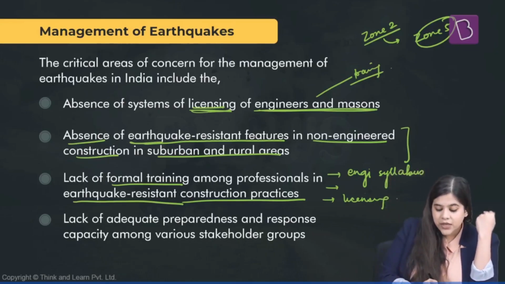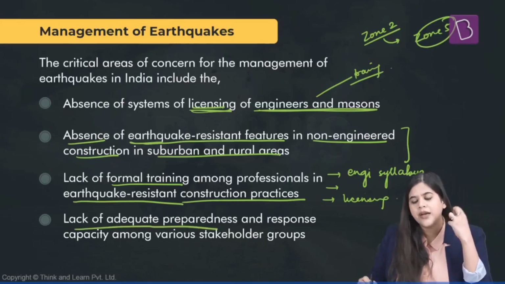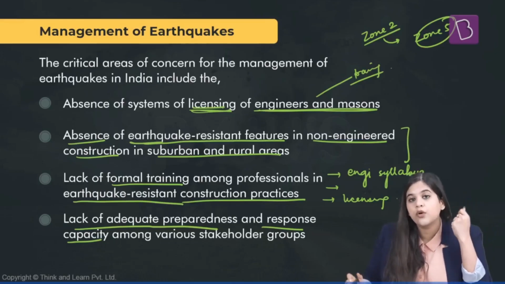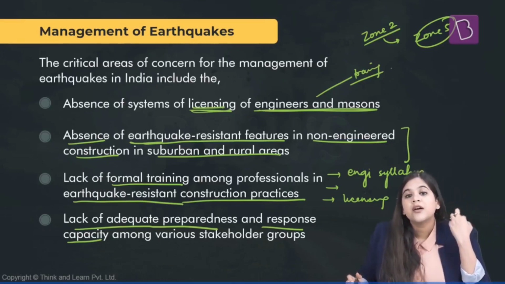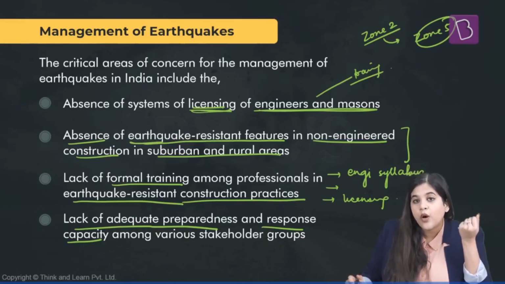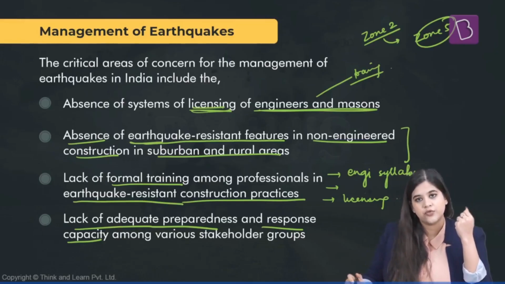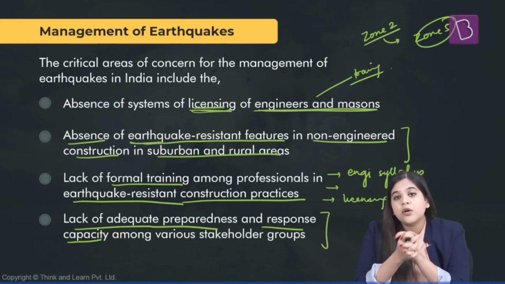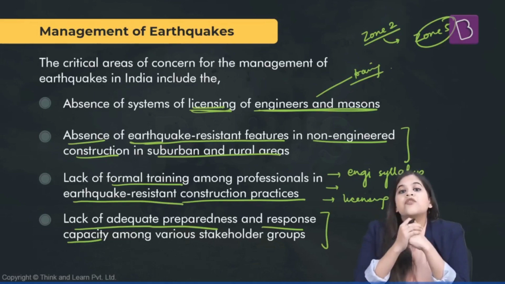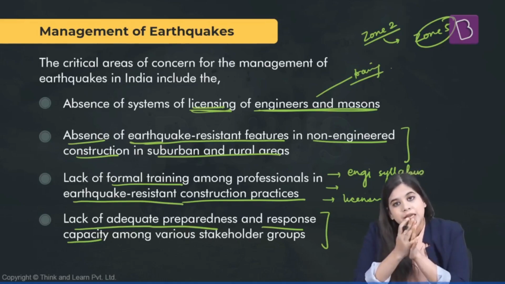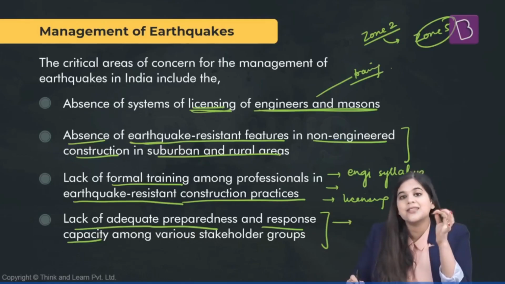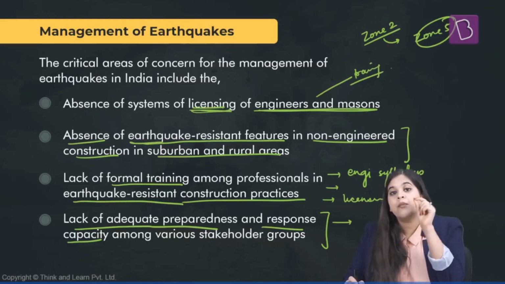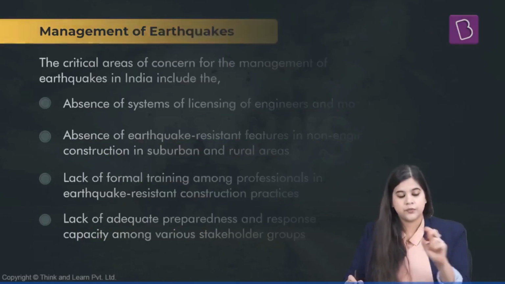Lastly, there is a lack of adequate preparedness and response capacity amongst the various stakeholder groups when it comes to earthquake response and relief measures. Because of the lack of this, the relief measures can be slowed down and the number of casualties might increase, especially in the cases where the major earthquake is followed by multiple aftershocks.